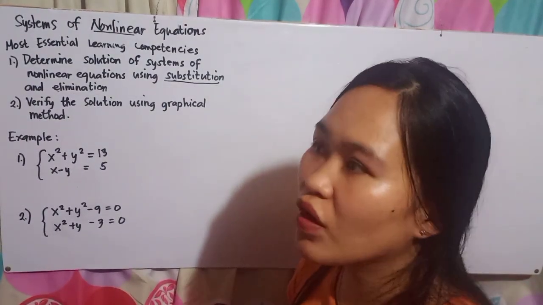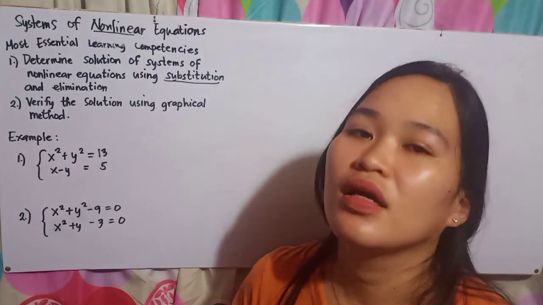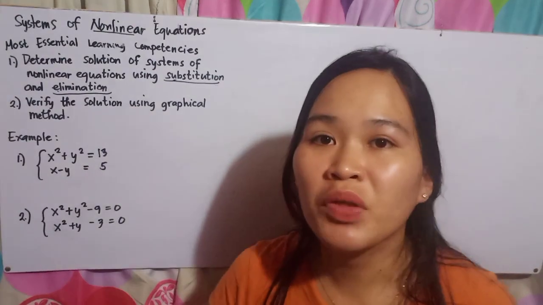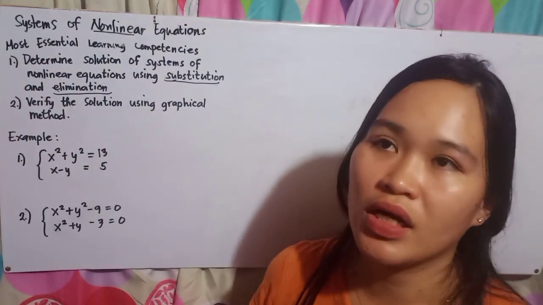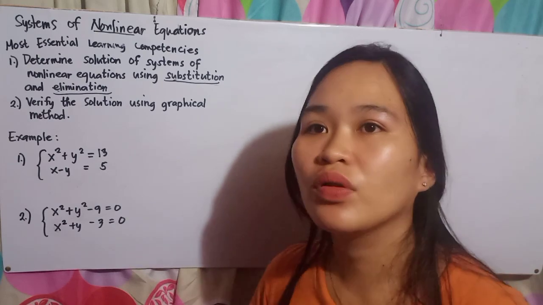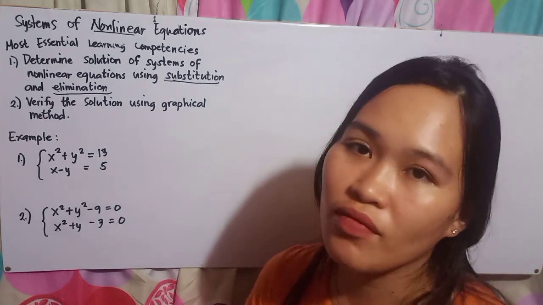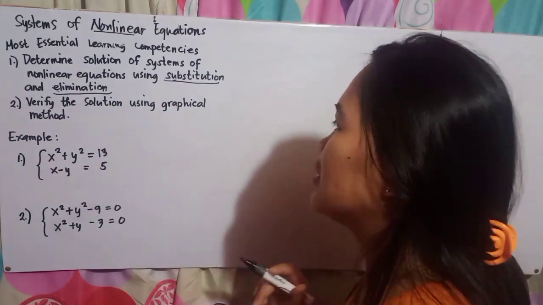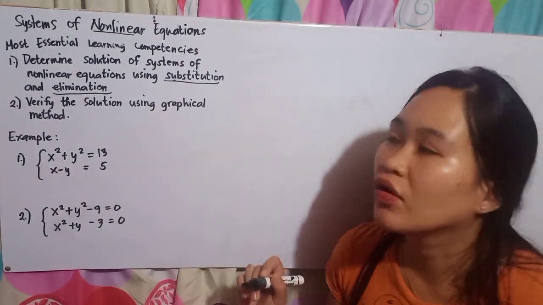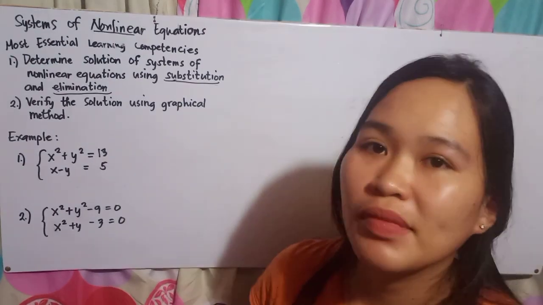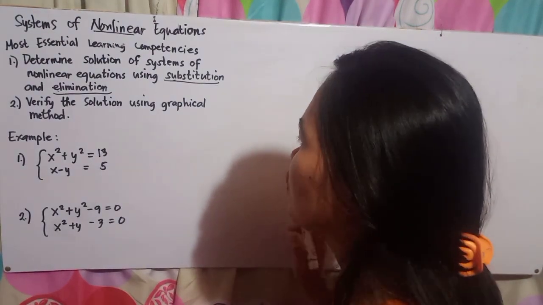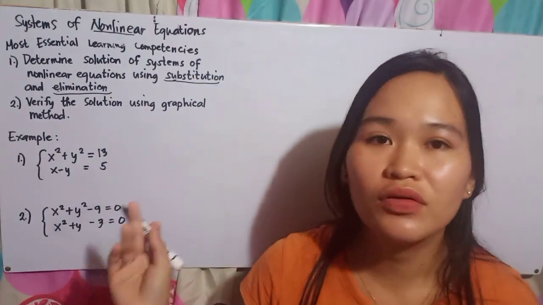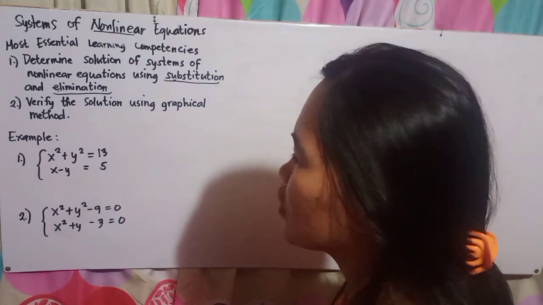So, you substitute one given equation into the other given equation. And how to use the elimination method. When we say elimination, you eliminate one variable so you can solve for the other variable. Number 2, verify the solution using graphical method. After we solve the solution set, we verify the solution through graphing, looking at the graph to see what we solved.